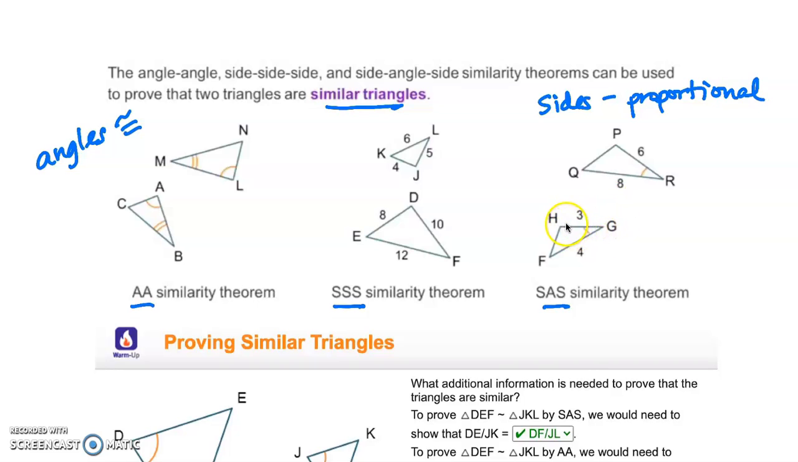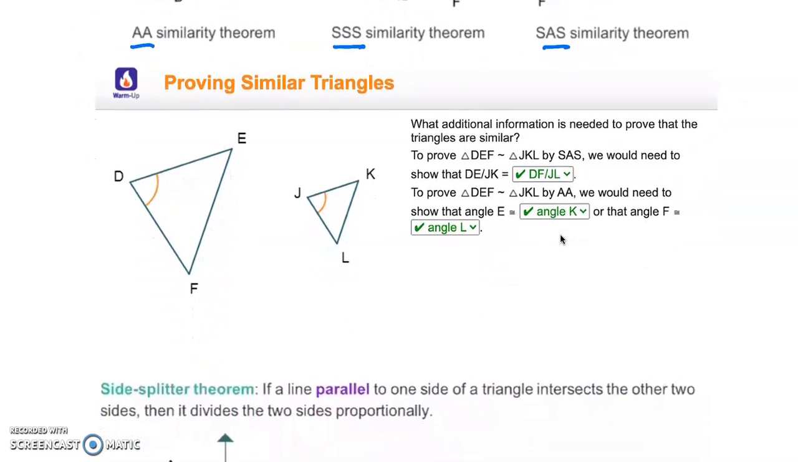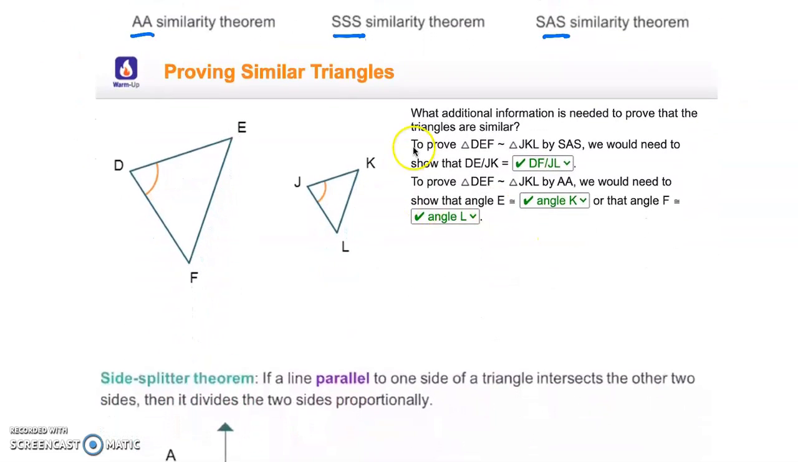And on side-angle-side, there are two sides that are proportional and the included angle is congruent. So we need to remember that. Walking through this, if we're going to prove DEF and JKL similar, we need to show that DE over JK is equal to DF over JL. That means that they are proportional. The ratio is the same.